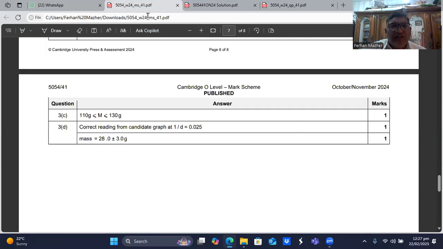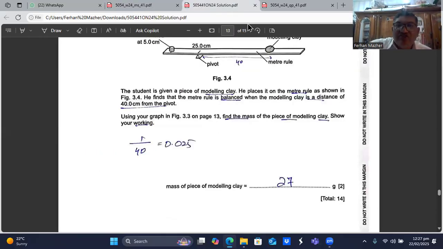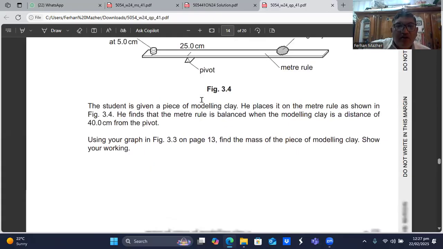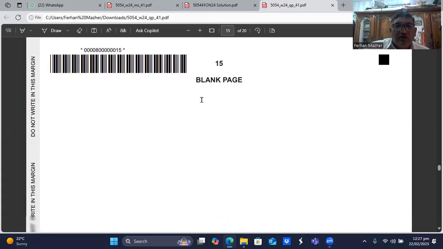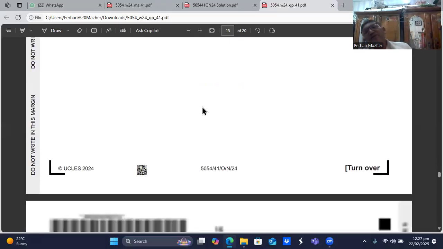Let's check. He says 28 plus or minus 3 grams. So our answer, 27 gram, is in that range. Hopefully you understand. Okay, so we are done with question number 3.